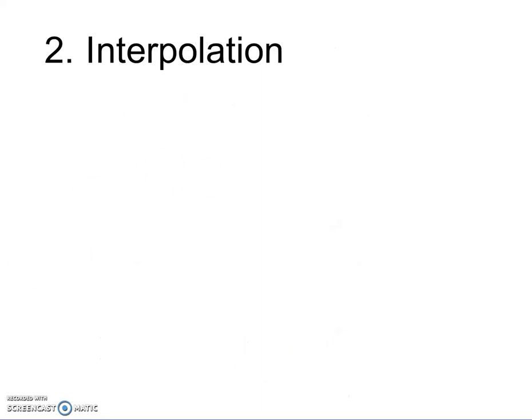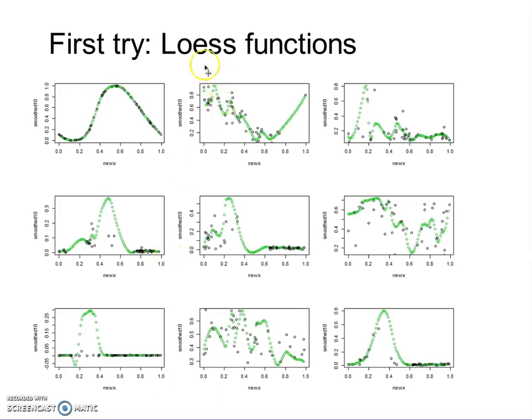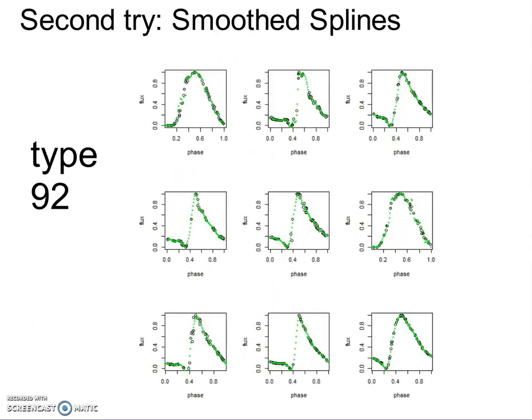The second step was interpolation. There are a couple of possibilities. The problem is that different stars will be observed a different number of times, and if I'm going to do PCA, I need the vectors to be of the same length. So the green dots represent interpolation between the data points. The first time I tried it was with what's called a Loess function. It did an okay job, especially for the nice smooth cases, but not so great in other situations. So the second time I tried it out, I used smooth splines.